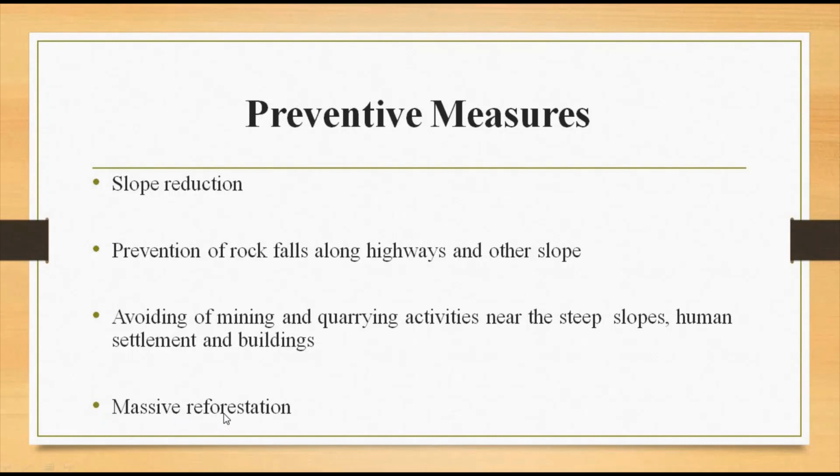And massive afforestation and reforestation we have to compulsorily do. Reforestation and afforestation are very important, and not in a slow way. We have to do it fast. So these are the preventive measures for landslides.